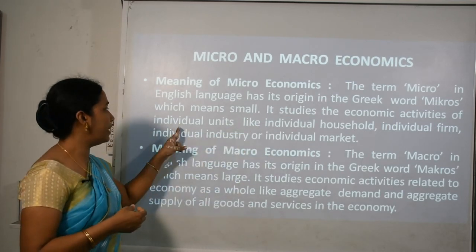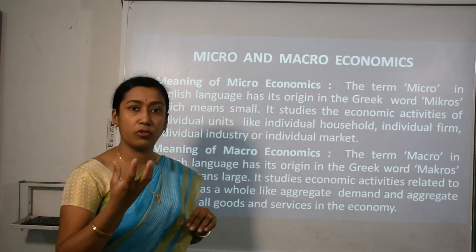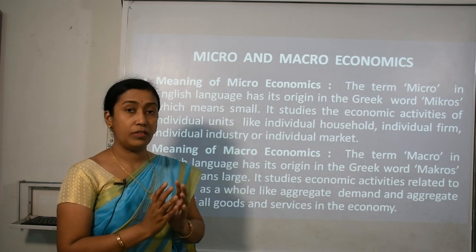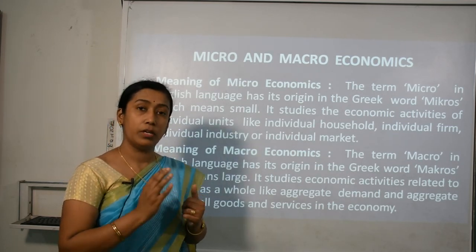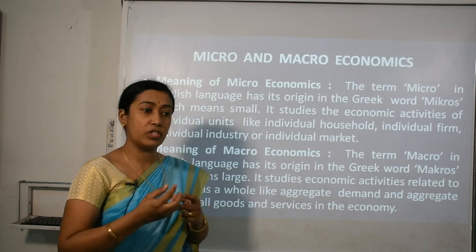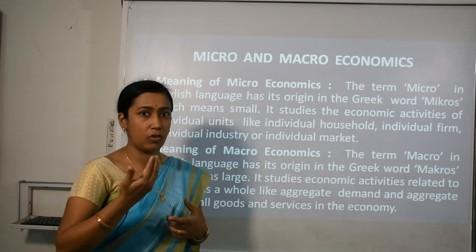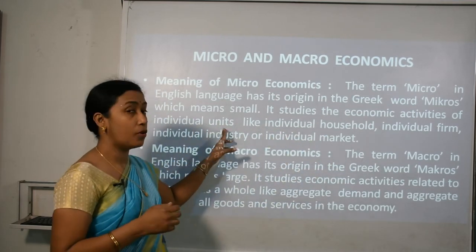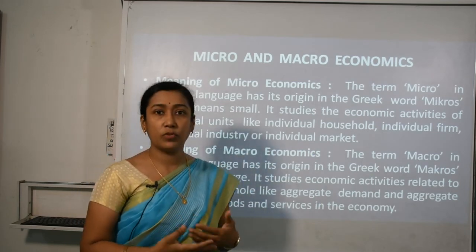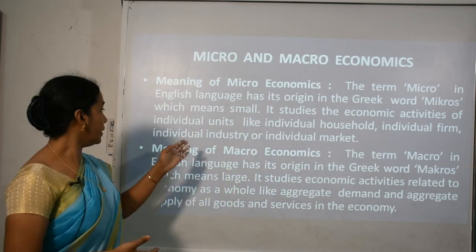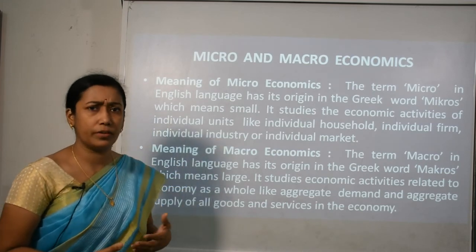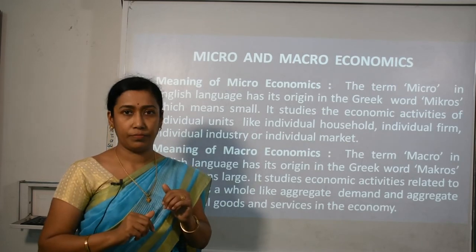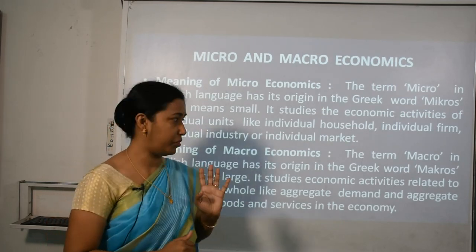It studies the economic activities of all the individuals. As I said, micro means small, so it studies economic behavior. We have discussed in the meaning of economics that economics is a study dealing with the economic behavior of human beings. So microeconomics studies the economic activities of all individual units. It can be an individual household, an individual firm, an individual industry or market. Everything it deals with is an individual person or small unit. That is microeconomics.